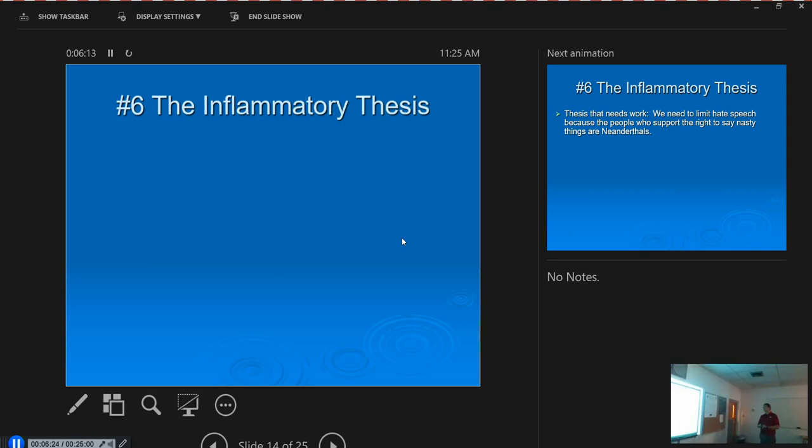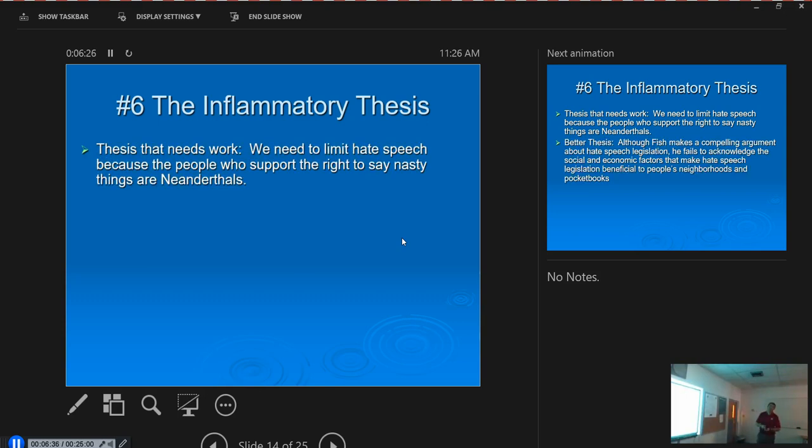The inflammatory thesis, and this does not mean you're going to set your paper on fire, although I know I've written some papers that probably would have been better off if they were set on fire. But in this case, it means we don't want to insult our reader. Here's a thesis that needs work. We need to limit hate speech because the people who support the right to say nasty things are Neanderthals.